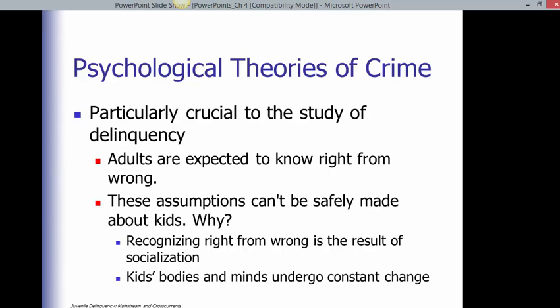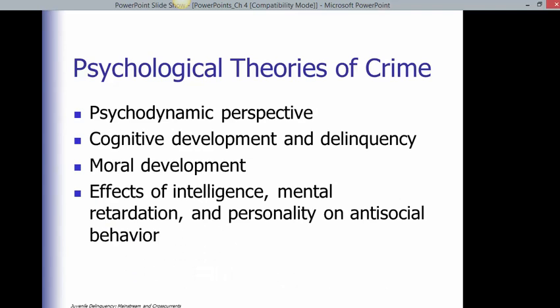Psychological theories of crime are particularly crucial to the study of delinquency. Adults are expected to know right from wrong. These assumptions can't be safely made about kids. Why? Recognizing right from wrong is the result of socialization, and kids' bodies and minds undergo constant change. The psychodynamic perspective, cognitive development and delinquency, moral development, and the effects of intelligence, mental retardation, and personality on antisocial behavior are all issues looked at with psychological theories of crime.